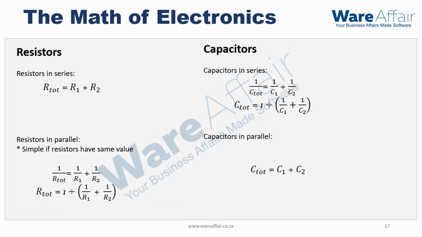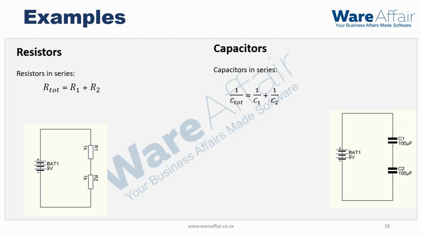The opposite applies for capacitors. For capacitors in series, we use the formula that's shown on the top right of the screen. When capacitors are connected in parallel, the total capacitance is the sum of all the capacitors in the circuit. Let's look at some examples.